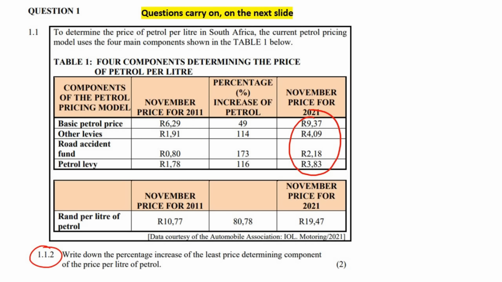Well, I'll just take the lowest price, I guess. So it's the one that only contributes 0.80. Let's just make sure that in 2021 it's also the lowest. Yes. Okay, so it's the road accident fund that contributes the smallest amount to the price of petrol. Okay? So it says write down the percentage increase. So the percentage increase would be 173. So we can just say 173%.